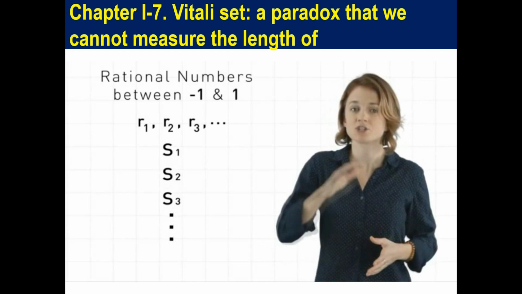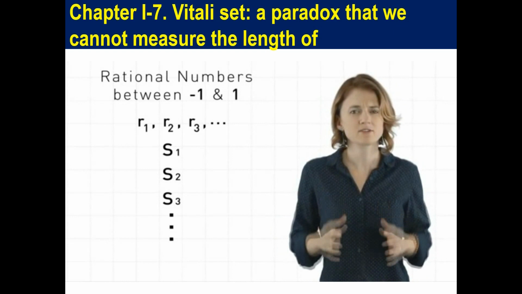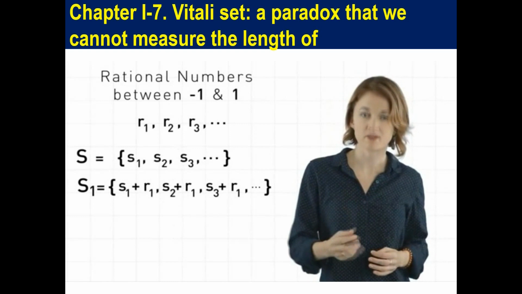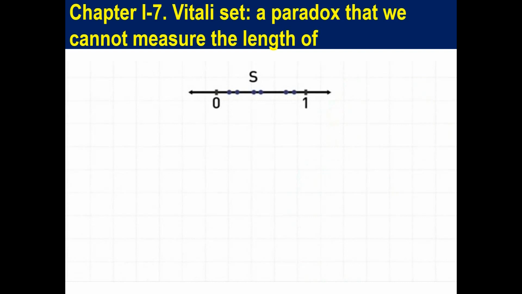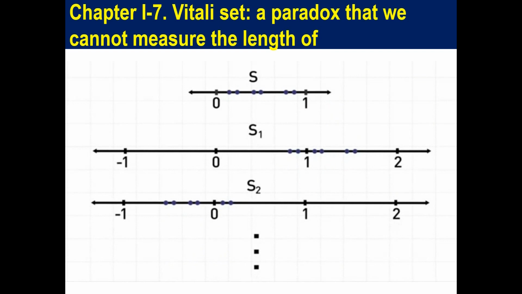To be more precise, here's how you define the set S1. Take each element in S and add R1 to it. The set S2 is defined by adding R2 to each element in S, and so on. So, if we visualize S as a bunch of dots between 0 and 1, then each of the S1, S2, S3, and so on are just copies of S shifted a bit. They'll be between negative 1 and 2.